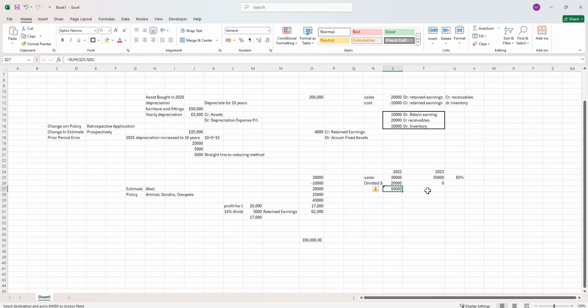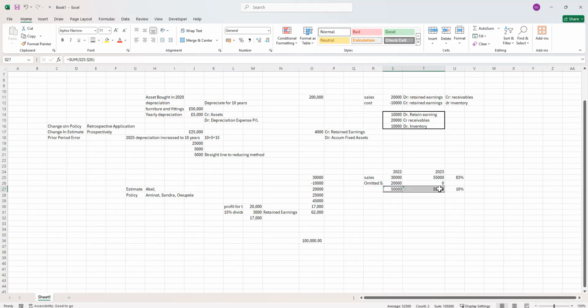Control C, Control V. Can you see it? Does it make sense now? Is that clear? Because now I've brought in the omitted sales. So comparative figures now make sense. Sales increased by 10%, which makes sense.